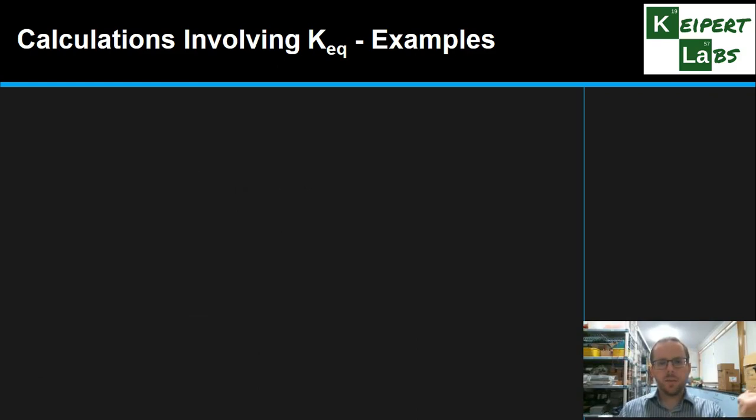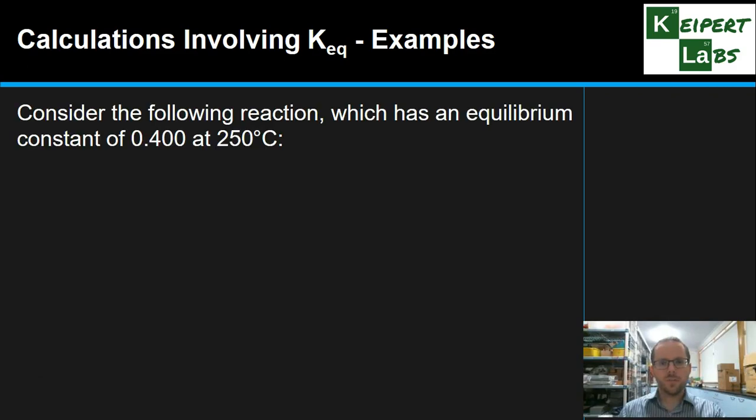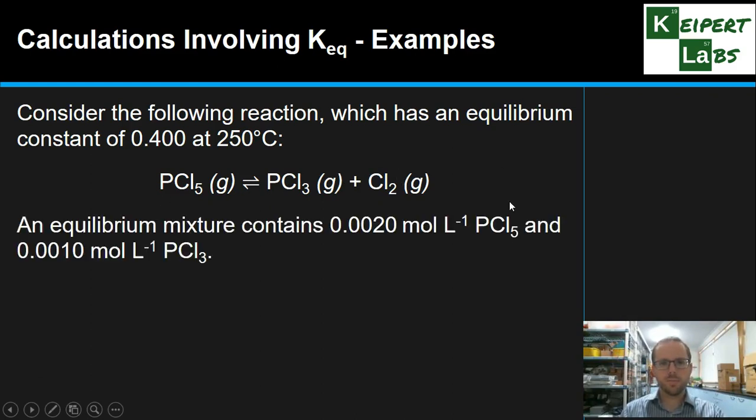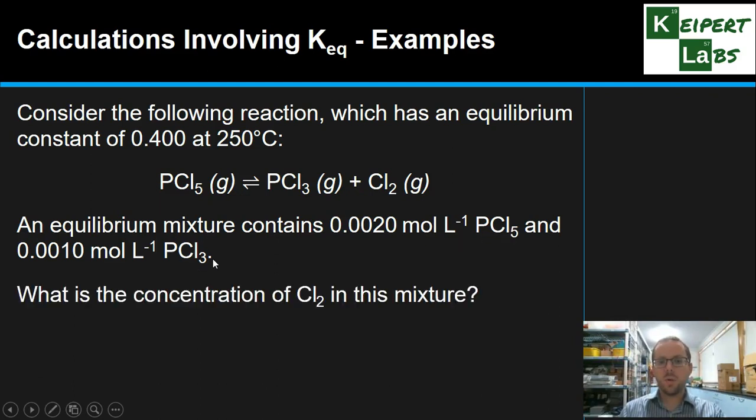Let's now look at another example where we can calculate concentrations. We've got an equilibrium constant of 0.400 at 250 Celsius. Remember, an equilibrium constant that small means that you've got a mixture of reactants and products at equilibrium. We've got phosphorus pentachloride, phosphorus trichloride, and then chlorine gas in equilibrium in this expression. In an equilibrium mixture, we've got these concentrations of PCl5 and PCl3. And then what's the concentration of Cl2 in this mixture?